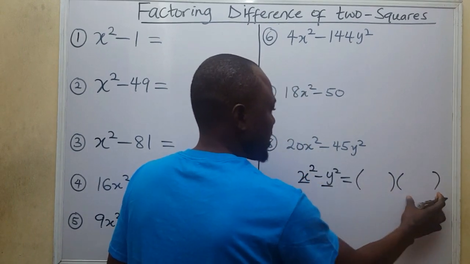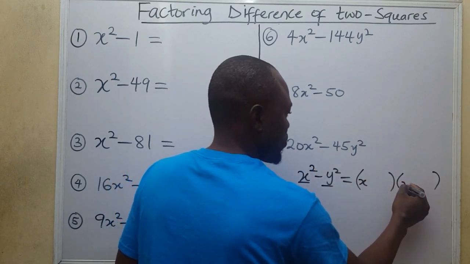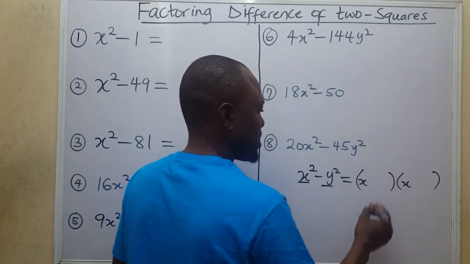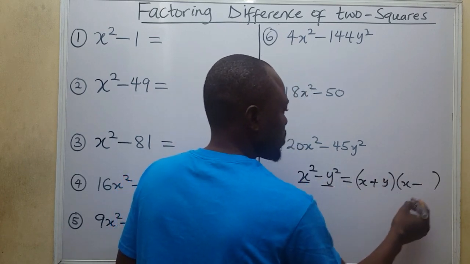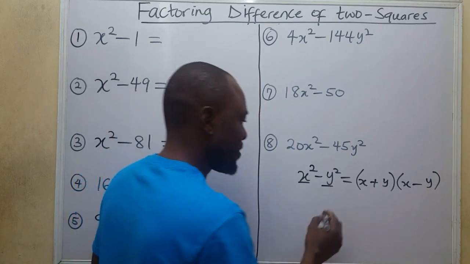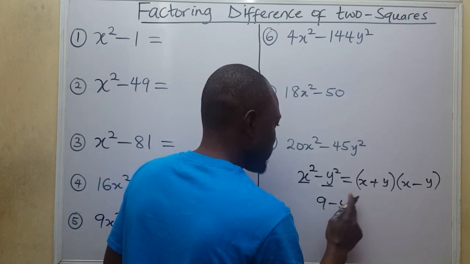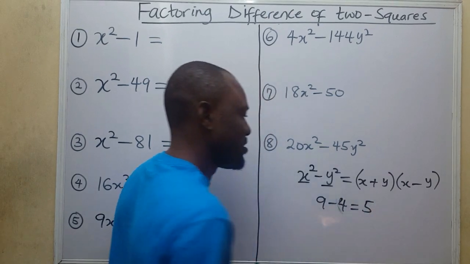this parenthesis and that parenthesis, and then for x squared, I'll put 1x here and 1x in the other parenthesis, and then I'll put plus, minus. For y squared, I have 1y here, I have 1y there. Now if I have 9 minus 4, 9 minus 4 will give me 5.